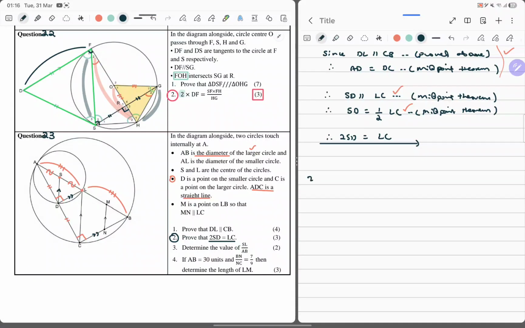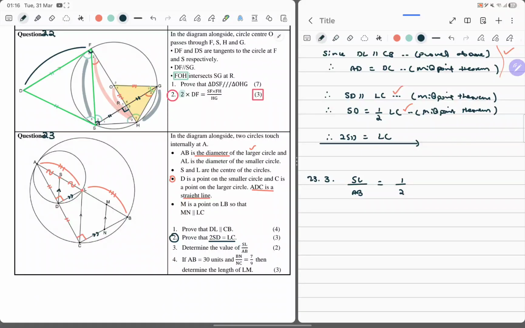So this is now 23.3. Says determine the value of SL over AB. SL over AB. So this is going to be, guys, SL over AB. It's 1/2, finish and clear.